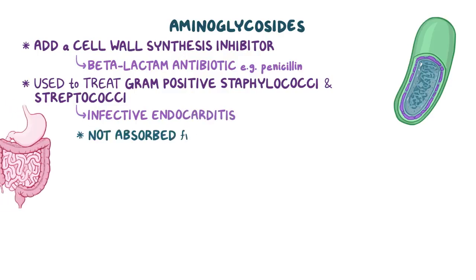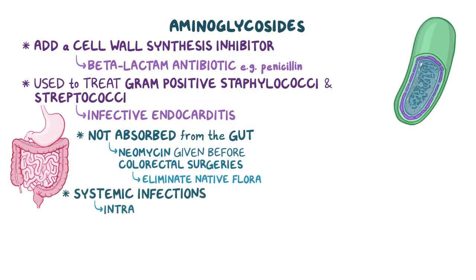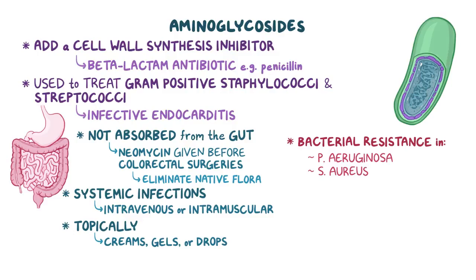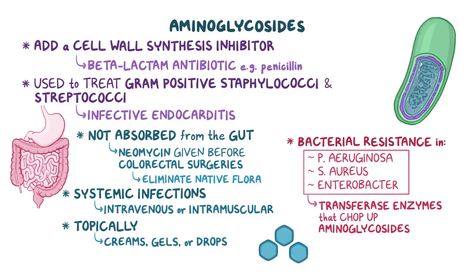Aminoglycosides are not absorbed from the gut, so neomycin is often given before colorectal surgeries to eliminate the native flora. For systemic infections, they're given via the intravenous or intramuscular route. They can also be used topically, in the form of creams, gels, or drops. Bacterial resistance to the aminoglycosides can be seen in certain strains of Pseudomonas aeruginosa, Staphylococcus aureus, and Enterobacter species. These bacteria develop transferase enzymes that chop up aminoglycosides, so they can't bind to ribosomes.